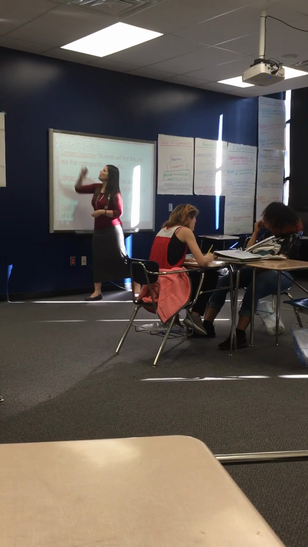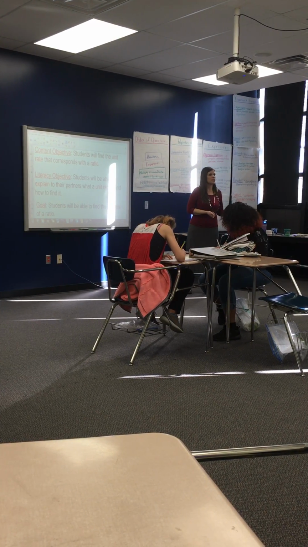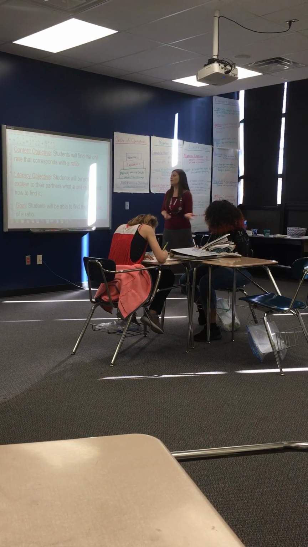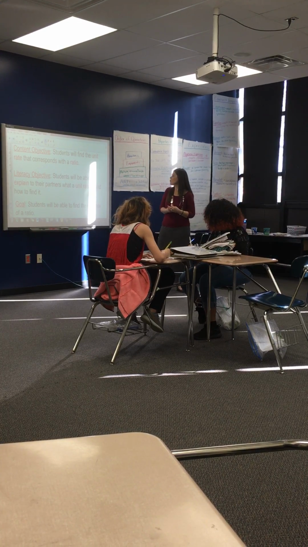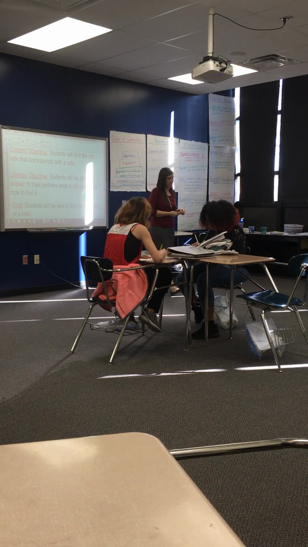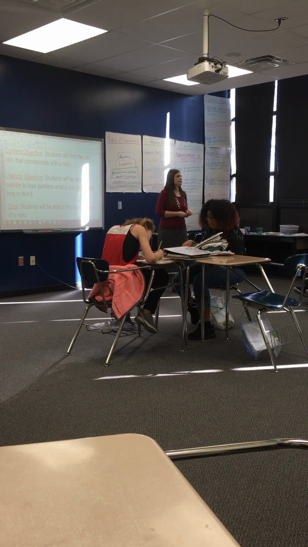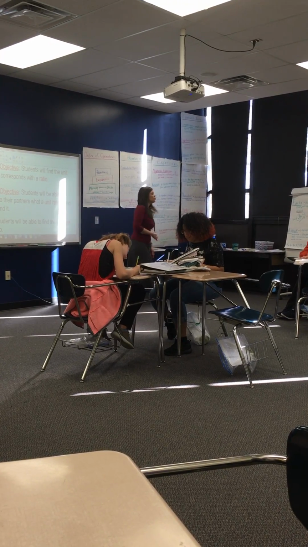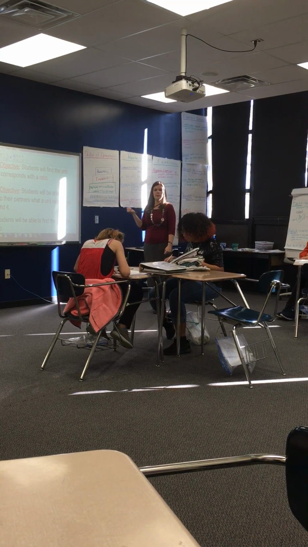Okay, so our content objectives. Students will find the unit rate that corresponds with a ratio. That's what we just did. We had a ratio of 10 gallons of gas for $35, and we found the unit rate that 1 gallon of gas costs $3.50. The literacy objective: students will be able to explain to their partners what a unit rate is and how to find it. And the goal: students will be able to find the unit rate of a ratio. So get that written down, and then we will do a little vocabulary review.